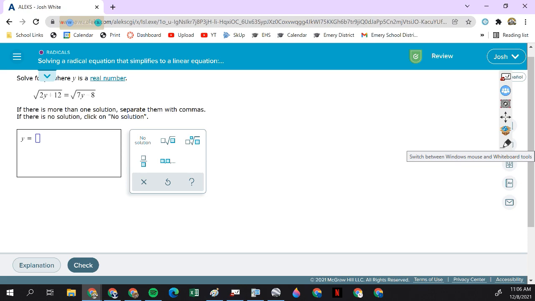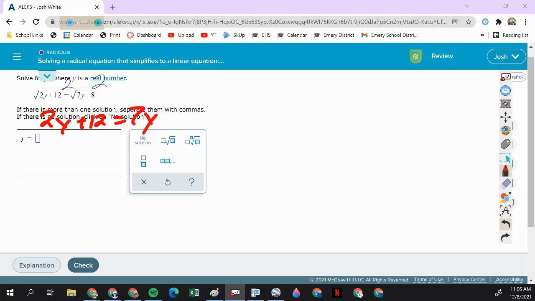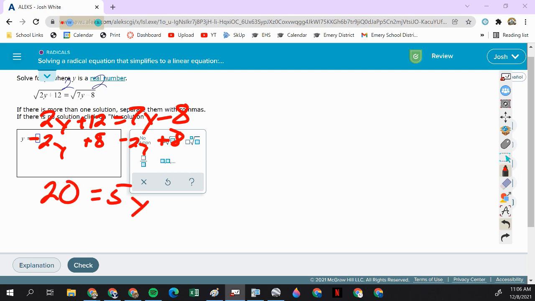Can the square root of 2x plus 12 be equal to the square root of 7x minus 8? Yeah, and both square roots are positive. Can a positive square root equal a positive square root? Yeah. So we just square both sides, and I get 2y plus 12 equals 7y minus 8. The square roots just disappeared and I solve it. So subtract 2y and add 8, and I get 20 equals 5y.